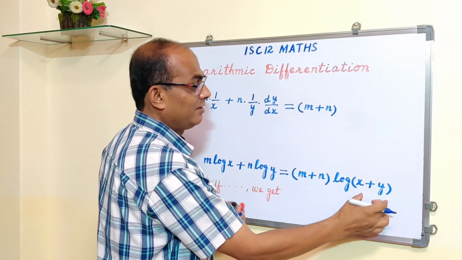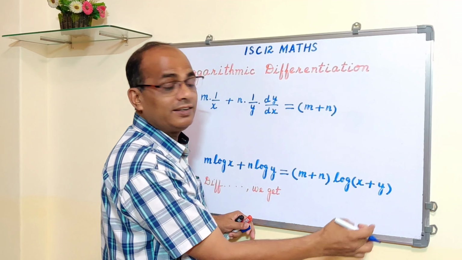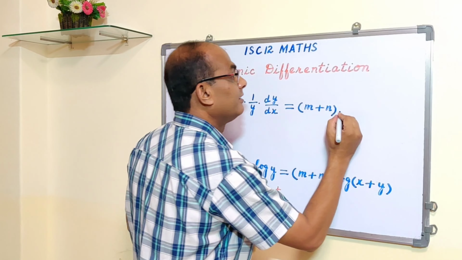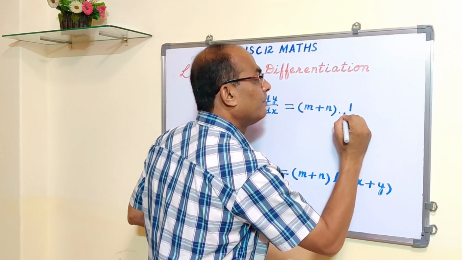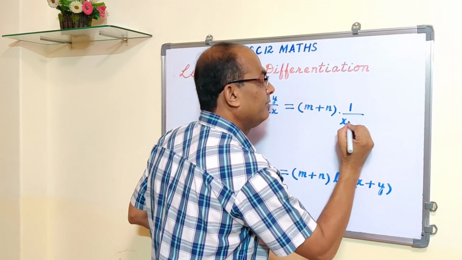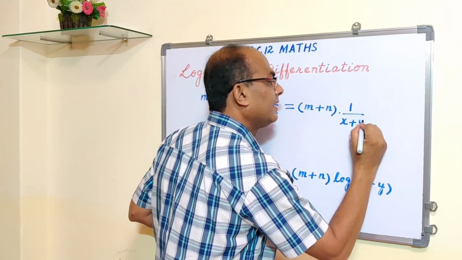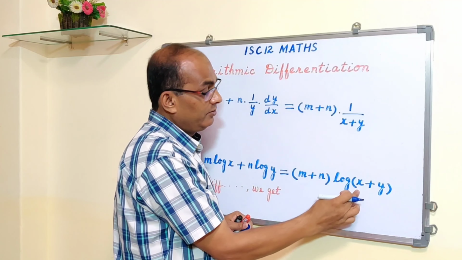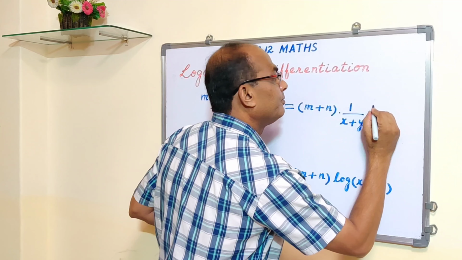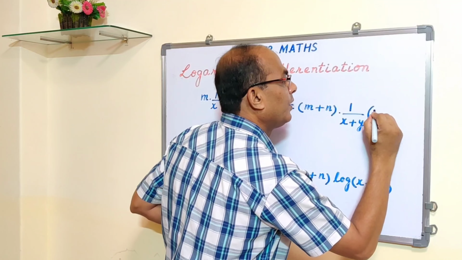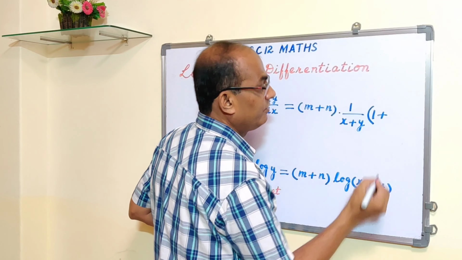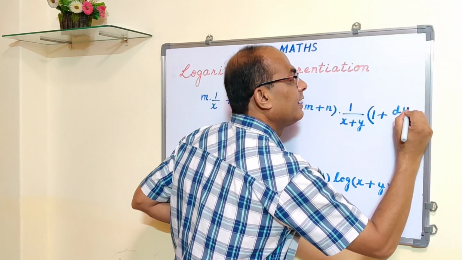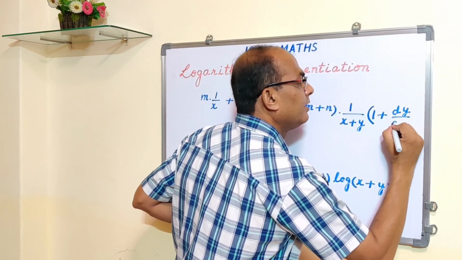d/dx of log x, if we suppose this total as x, chain rule, so d/dx of log x is 1 upon x. X means here in our case x plus y. And because it is not x, so once again we differentiate it. When we differentiate x, that gives you 1. And when we differentiate y, we get dy upon dx. Right? Chain rule.